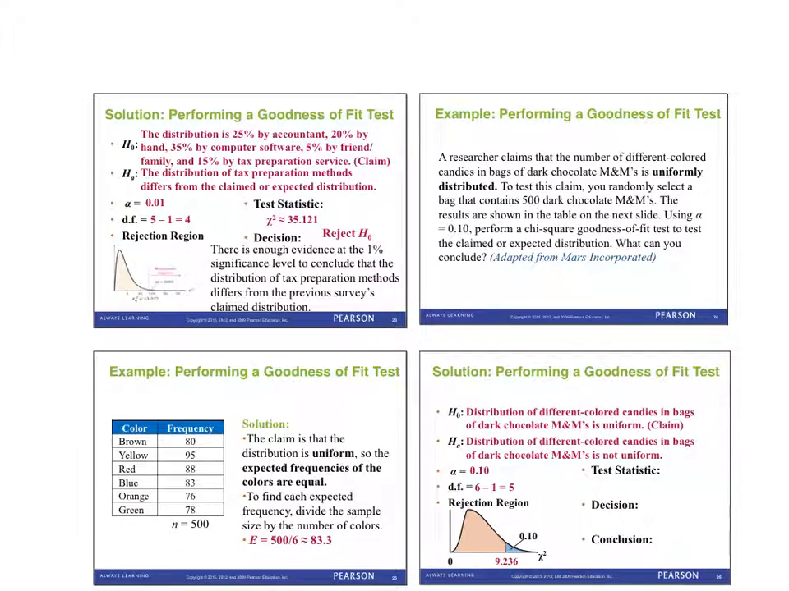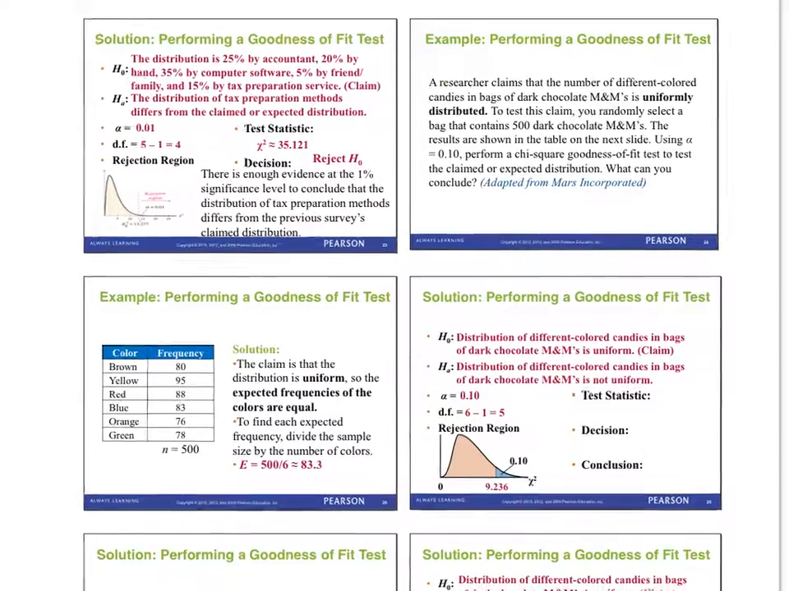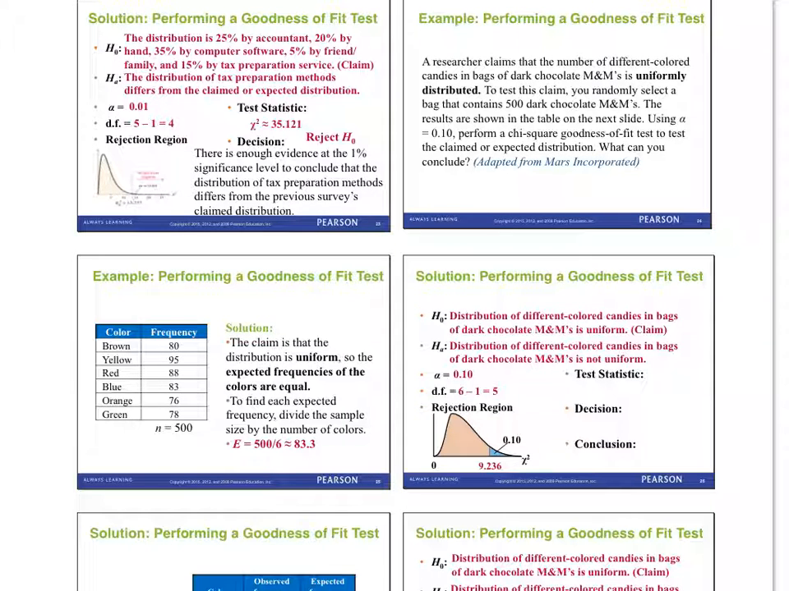Flipping to page 7. Okay, so we got that 35.121. It's clearly in this rejection region. The critical value that we found, we are well above that critical value. So we have enough evidence to reject H0. There's enough evidence to conclude that the distribution of tax prep methods differs from the previous survey's results.